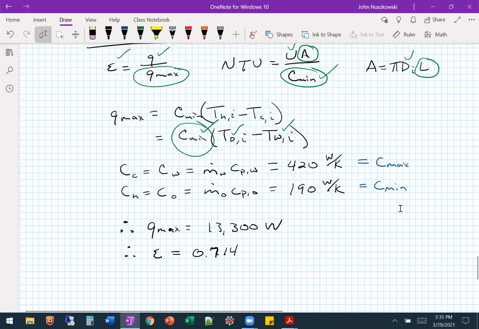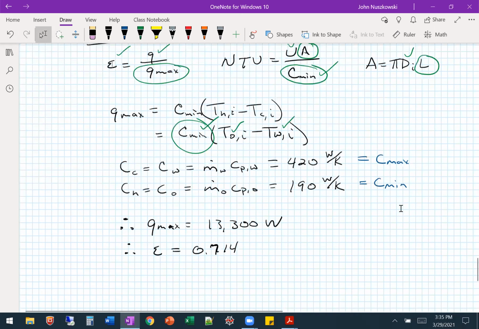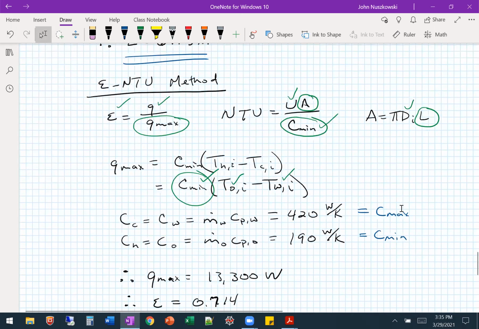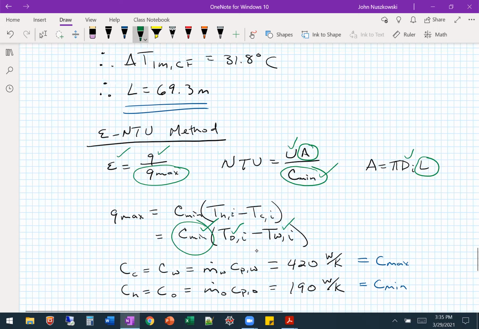Using the overall heat transfer and then that Cmin in your area. So in this way, we don't know length, right? So I'm saying we're going to solve for length as an unknown, okay? So we're not going to know area. We're going to solve basically for area. So that means we need to get NTU, right? We need to get this value because we don't know area, okay?